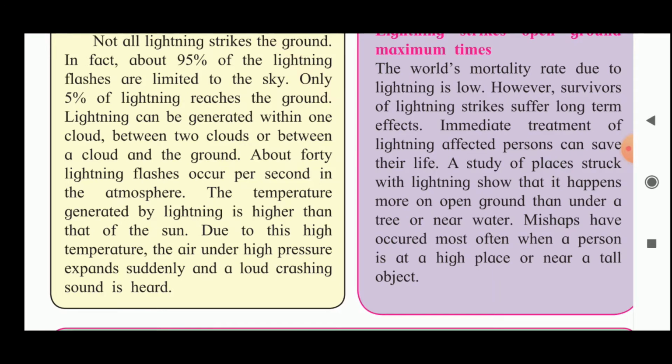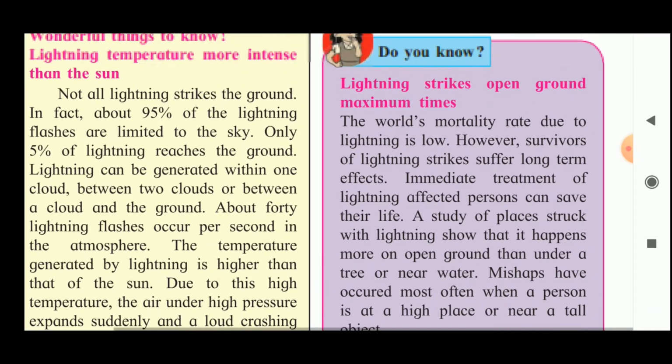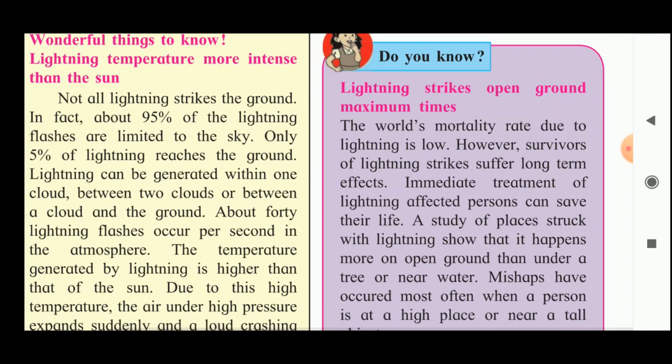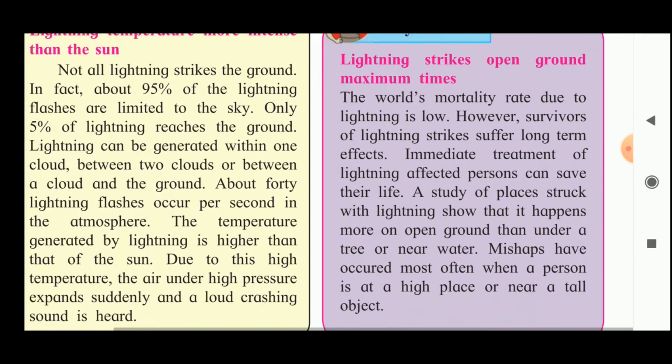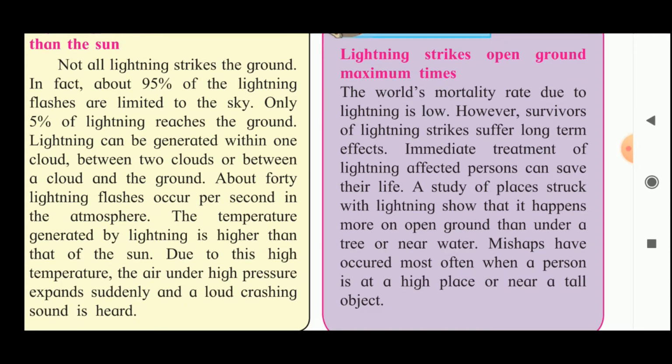The temperature generated by the lightning is higher than that of the sun. Due to this high temperature, the air under high pressure expands suddenly and the loud crashing sound is heard. Now, lightning strikes open ground the maximum number of times. The world's mortality rate due to lightning is low. However, survivors of lightning strikes suffer long-term effects. Immediate treatment of a lightning-affected person can save their life.